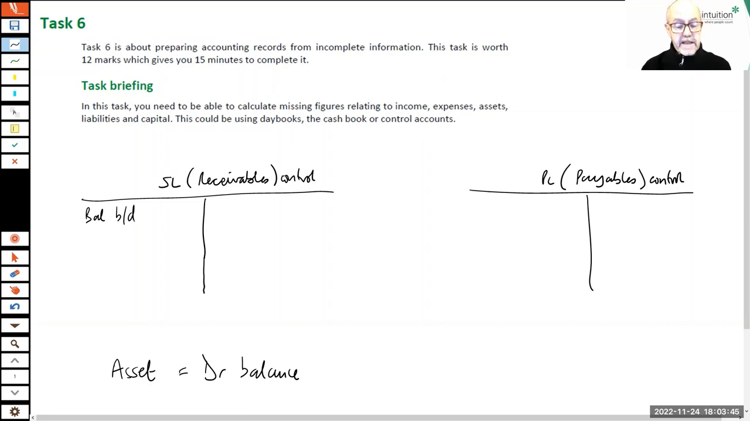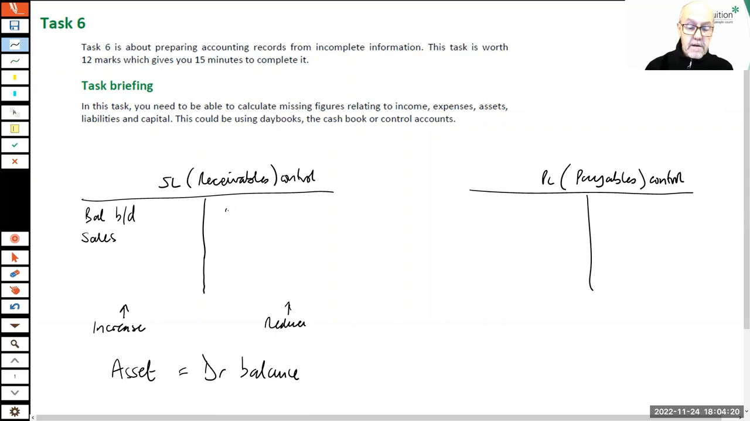Things that increase the amount customers owe, and remember it's only credit customers that are receivables, cash customers have to be dealt with separately, so be careful of that. So credit sales will increase the amount that is owing. On the other hand, things that reduce the amount owing all go on the other side. So let's summarize that. All the increase items are debits. The reduce items are all credits.